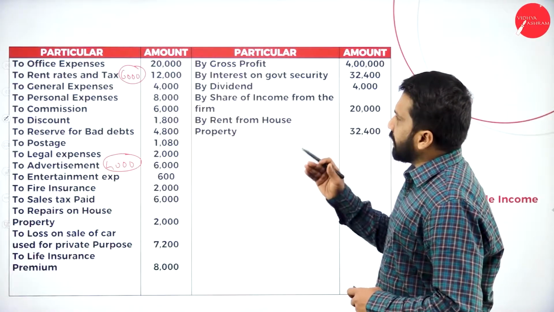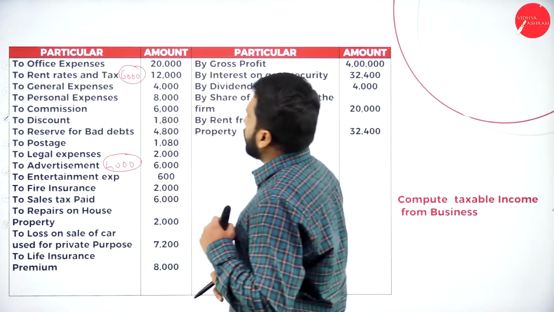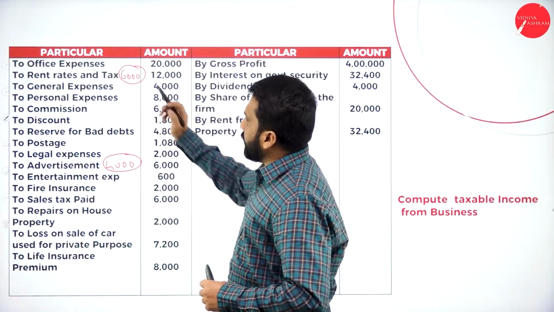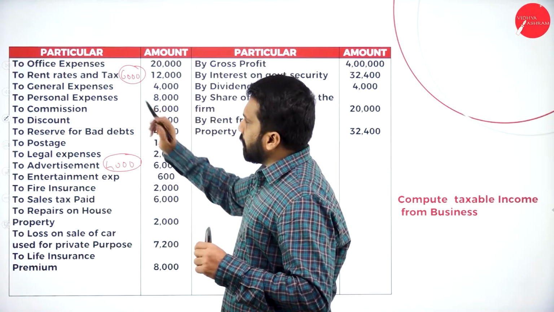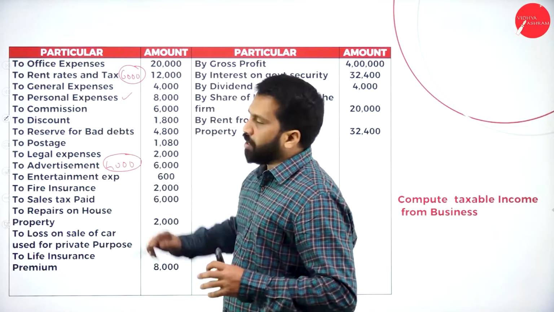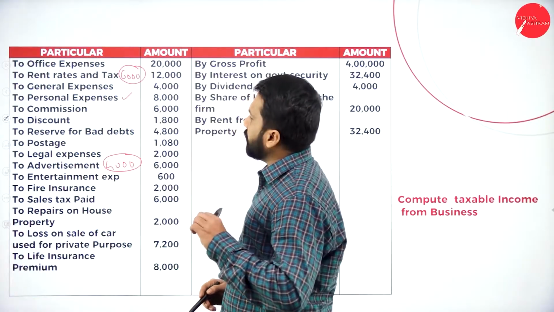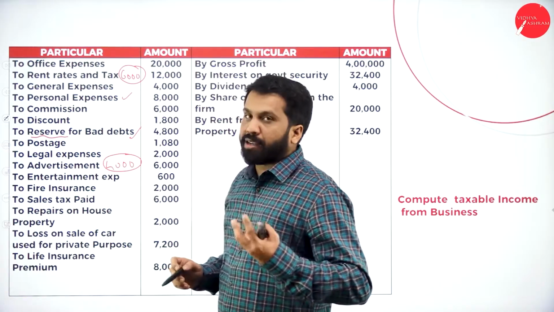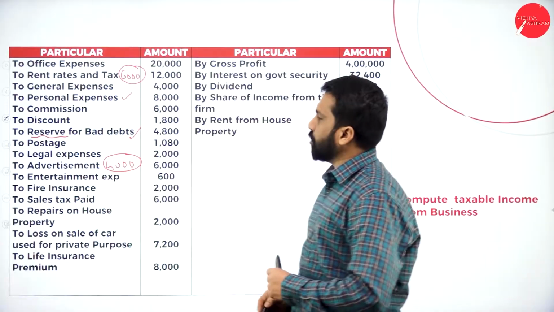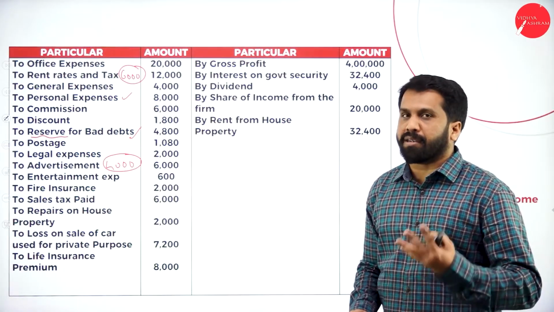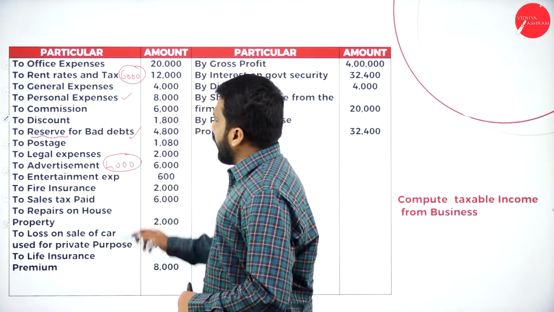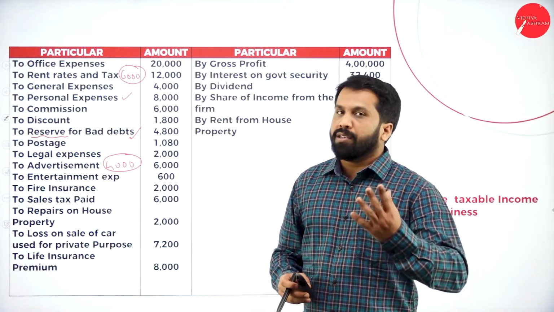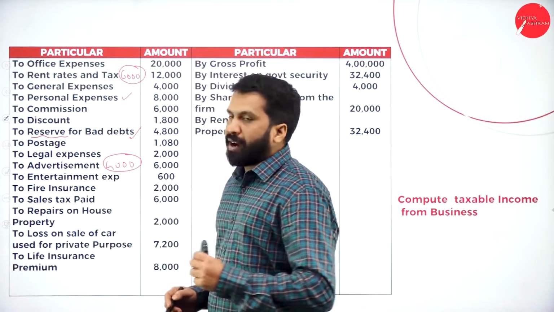Now, we're done with all this. I'll go with the answer. What is the answer now? Your office expenses, don't take, because it is a part of the business. Rent, take only 6,000. General expenditure, part of the business. Personal, take. Commission, part of the business. Discount, part of the business. Any word called reserve, you have to take. Postages, part of the business. Legal expenses, they have mentioned that is related to trademark, your business purpose. Then advertisement, we know out of 6,000, 2,000 is for business, balance 4,000 will be for your personal. Entertainment, part of the business.